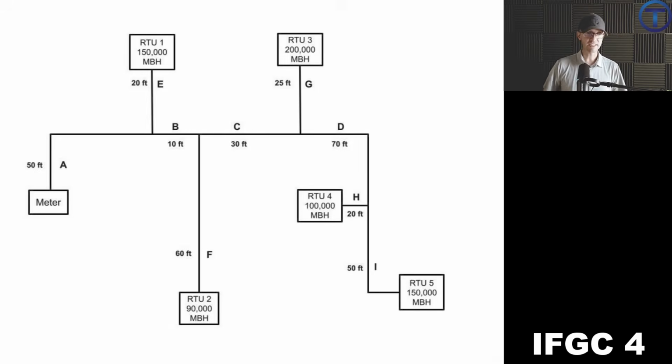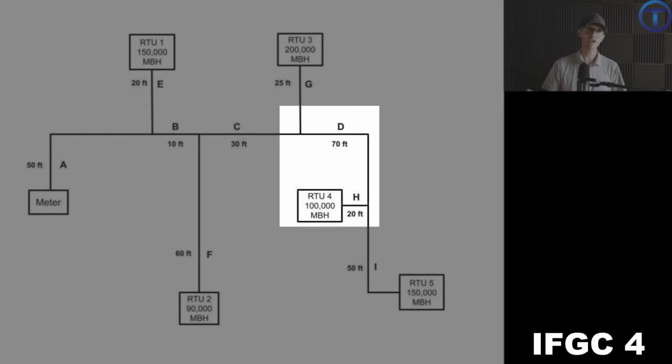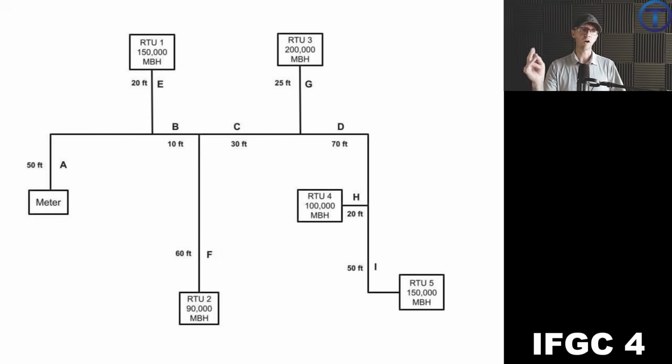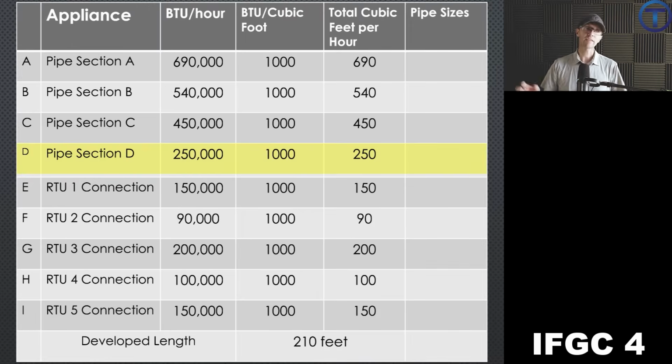Let's go to section D. D is the last section that is carrying more than one rooftop unit. Everything else is a branch. So D is carrying all of the BTUs for rooftop unit 4 and rooftop unit 5. The total for that is 250,000 BTUs. We divide by 1,000 and get 250 cubic feet per hour.